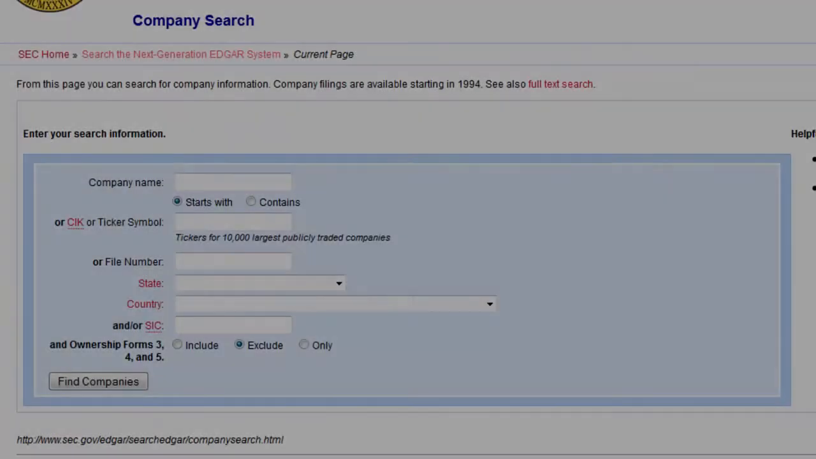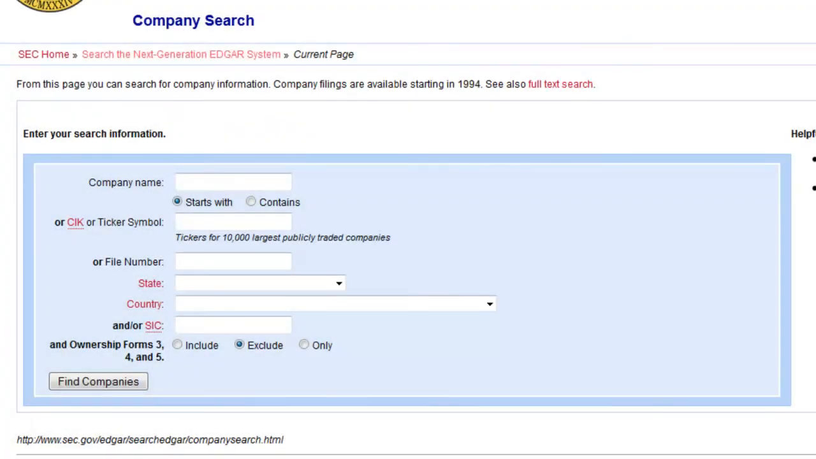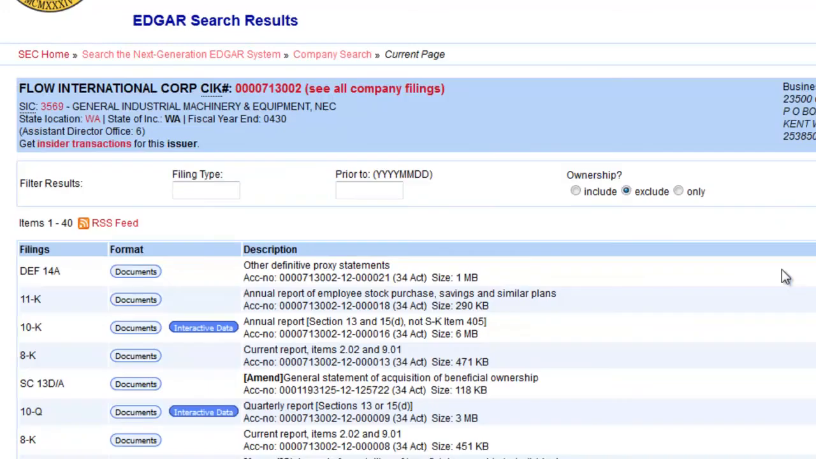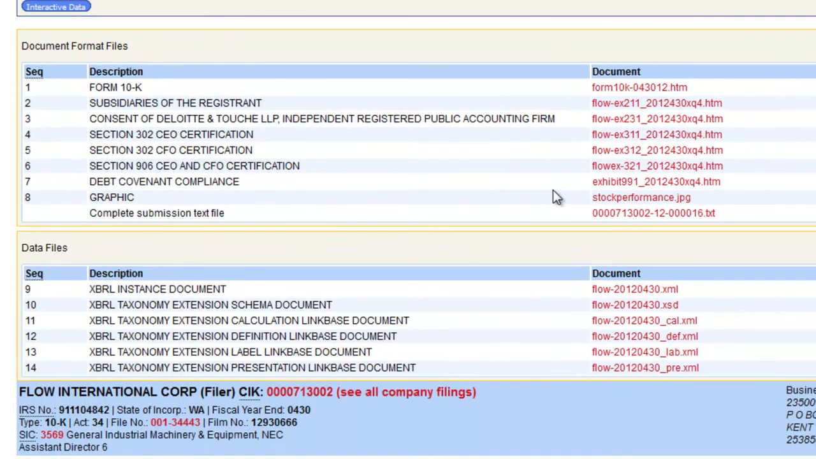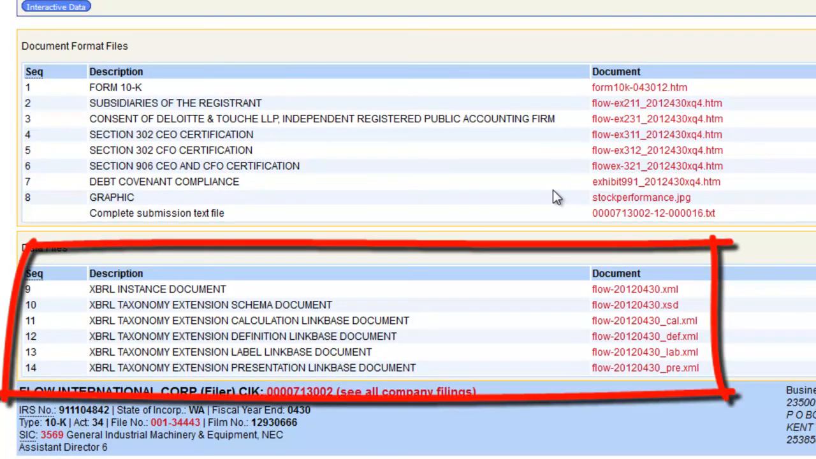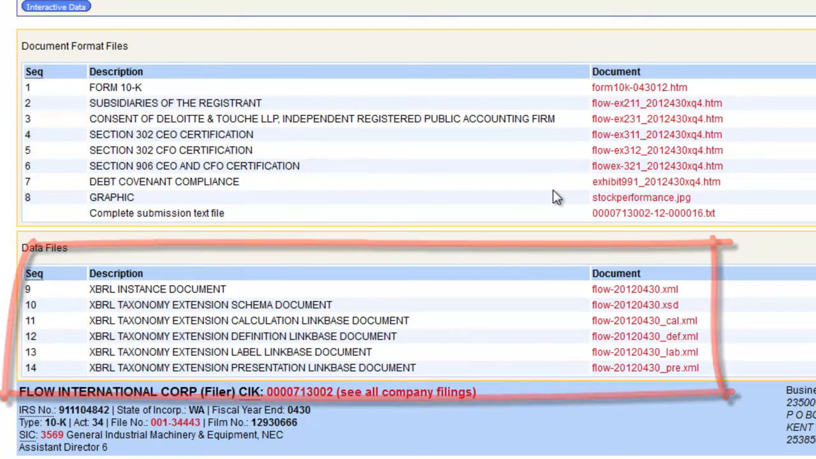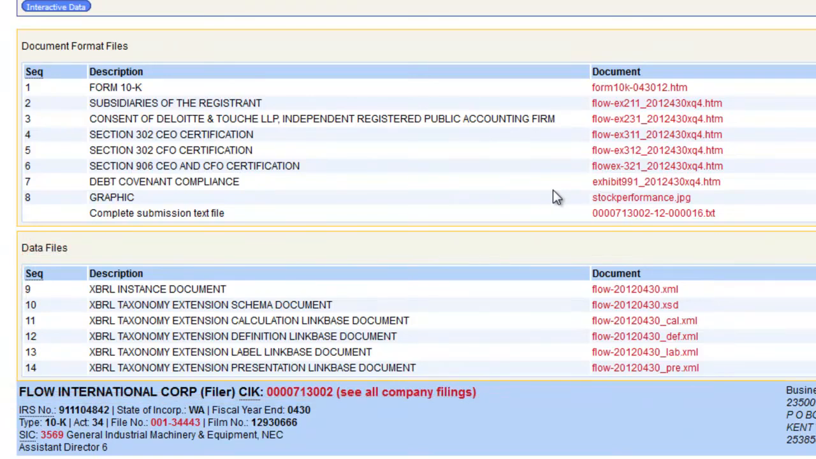The final idea that I would like to talk about is something that I briefly mentioned, but I wanted to reserve it for the end of the video. And to talk about it, let's go back to Flow. Remember how previously we accessed the 10K and we just used the first link to get to the document, but below, right here, are what they call data files. And they are called XBRL files.